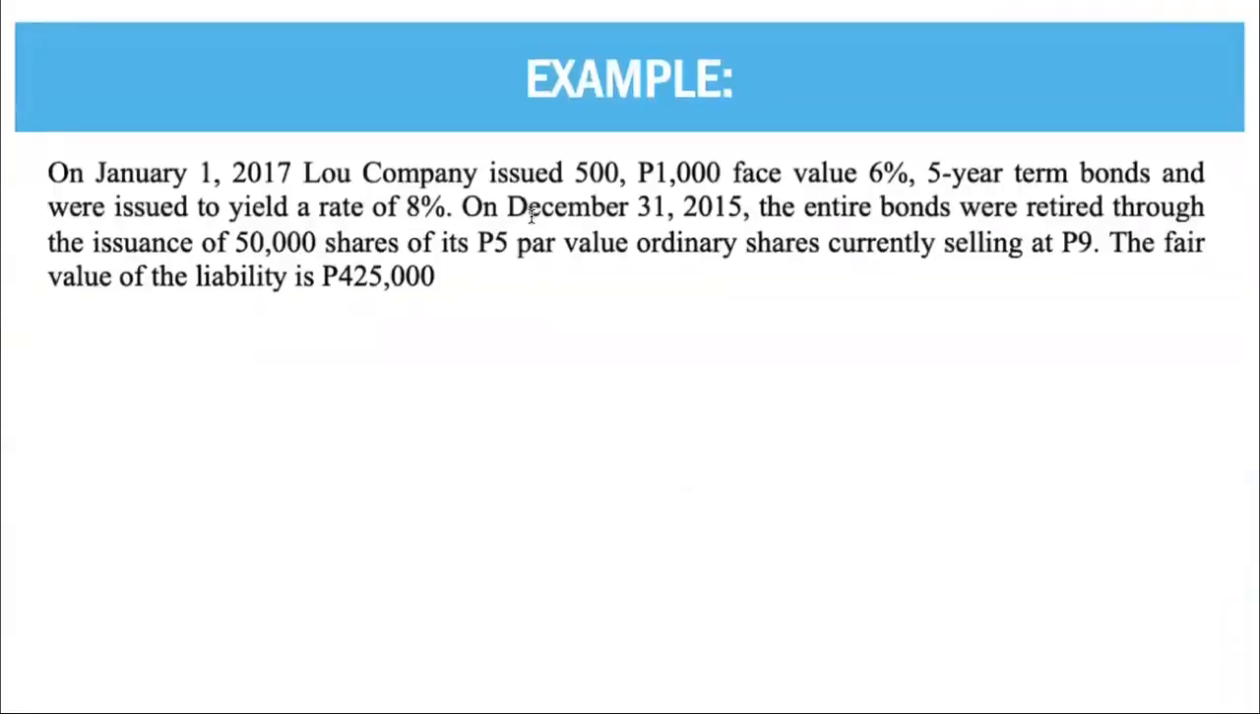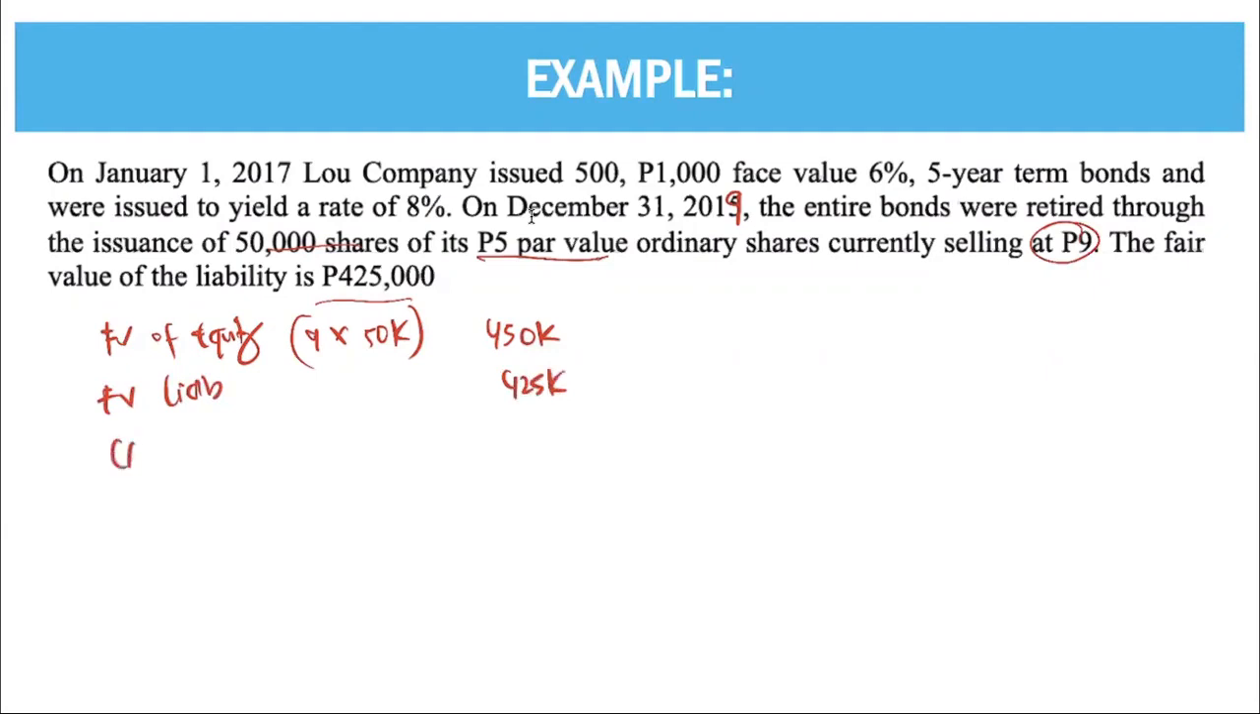Let's have an example. On January 1, 2017, Lou Company issued 500,000 face value 6% 5-year term bonds, issued to yield a rate of 8%. On December 31, 2019, the entire bonds were retired through the issuance of 50,000 shares, 5 par value, currently selling at 9. The fair value of your liability is 425,000. So, what is our hierarchy? Fair value of equity. What is the fair value of equity? The fair value of equity is equal to 9 pesos per share. So, this is 50,000 times 9 pesos per share. We have 450,000. Next is the fair value of liability, 425,000, and the carrying amount of liability.